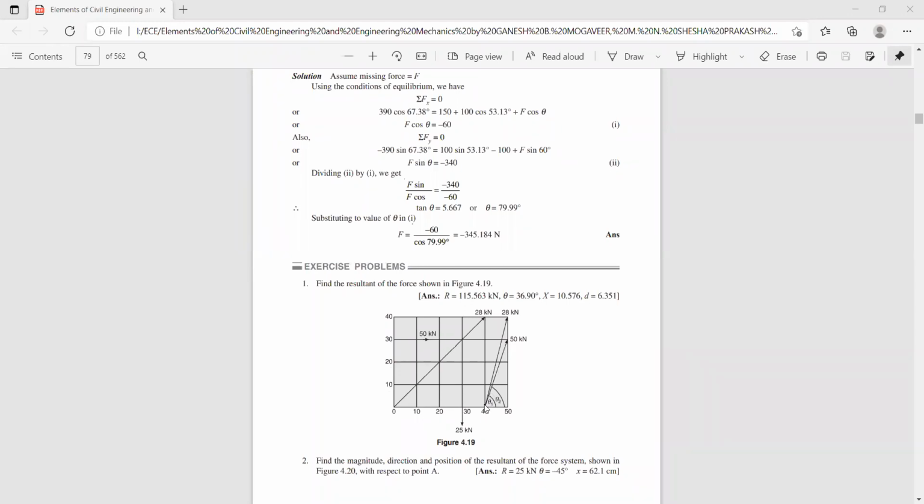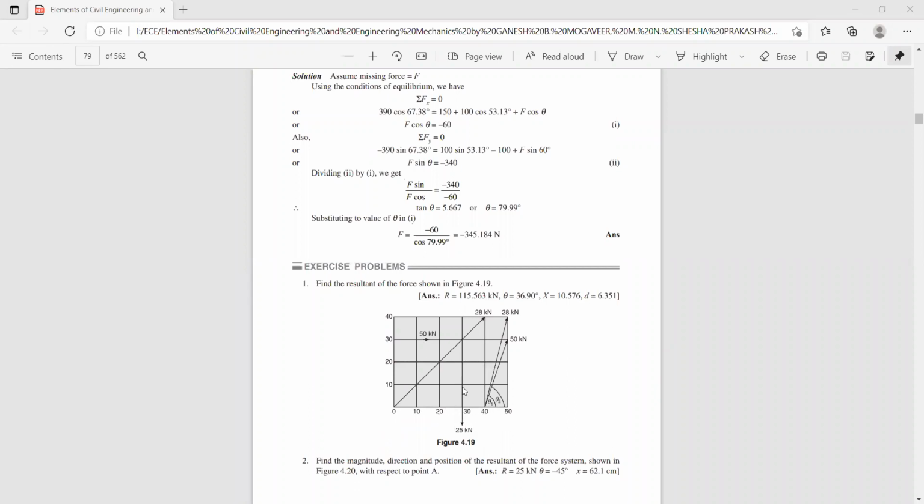Next, this 50 kilonewton force. Its x component is 50 cos theta 2. It is acting along line AD, along the x-axis, so the perpendicular distance for this horizontal component is 0. But the vertical component, 50 sine theta 2, is acting in the upward direction. It creates an anti-clockwise moment with respect to this point, and the perpendicular distance is 40.